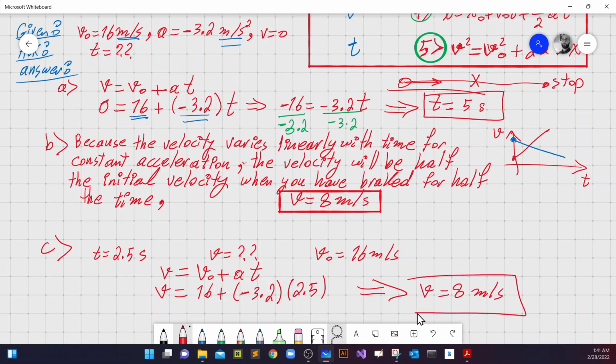So whenever we have constant acceleration, half the time means half the velocity.